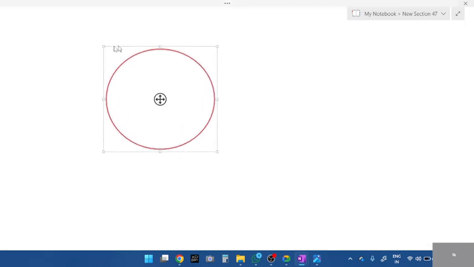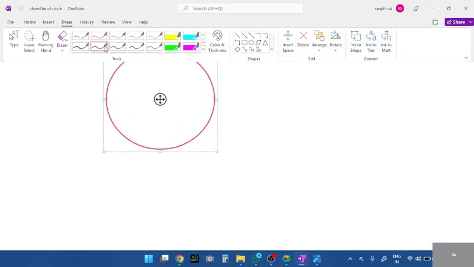First one. Look, Tony, do you know the basics of circle? What is diameter? What is radius?